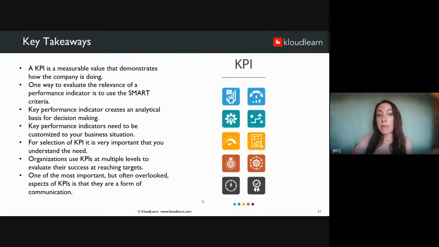For the selection of KPIs, it is very important that you understand the need. Organizations use KPIs at multiple levels to evaluate their success at reaching targets. And one of the most important, but most often overlooked, aspects of KPIs is that they are a form of communication, and they should be treated as such.